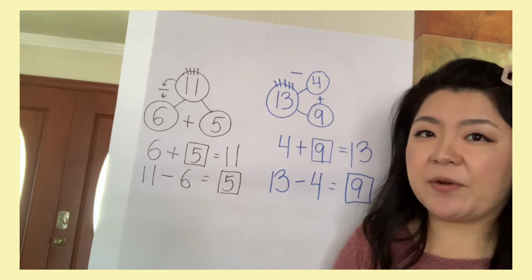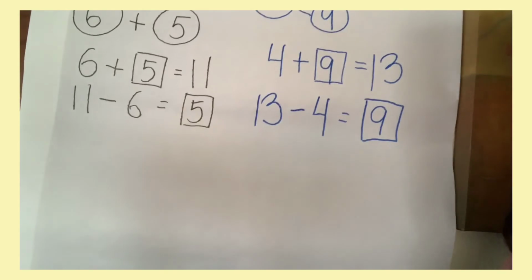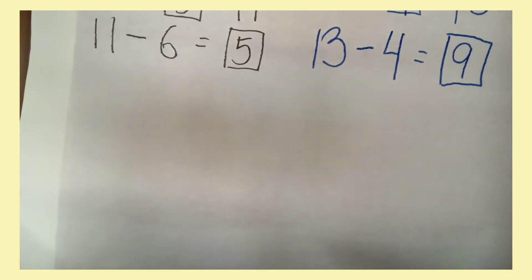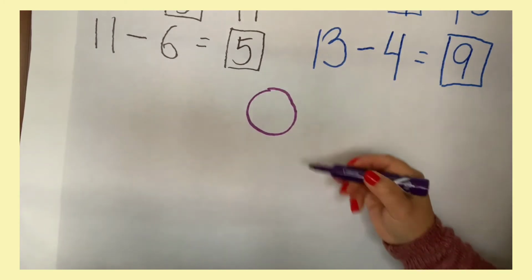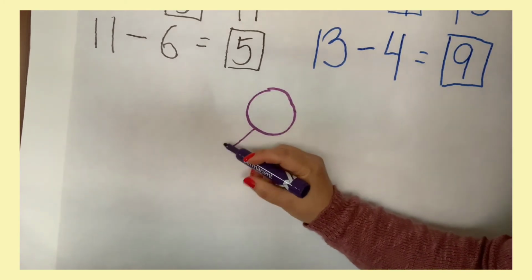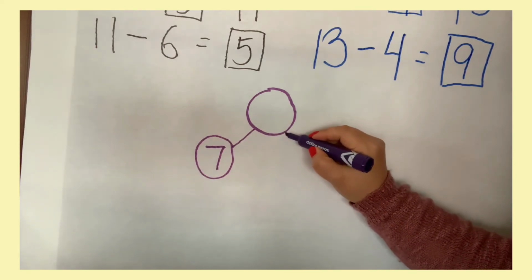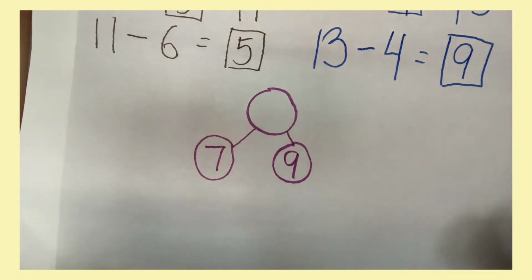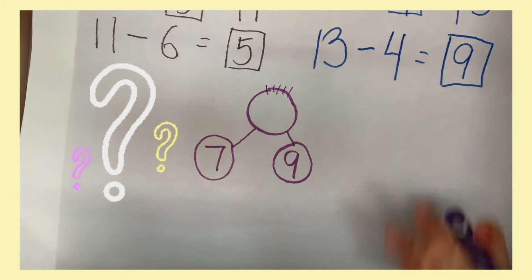So let's try one together, okay? All right, so let's start one together over here. Let's see. Here is a number bond, okay? And this number will be 7. This is a part. And another part will be a 9. All right, how do we find the minuend, the big daddy? How do we find that?